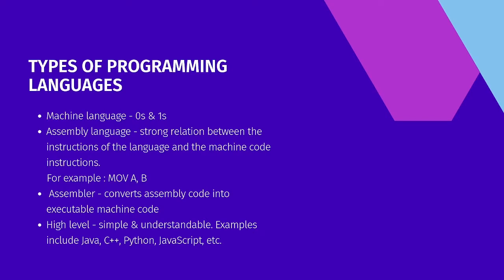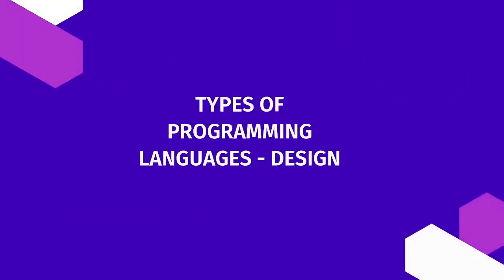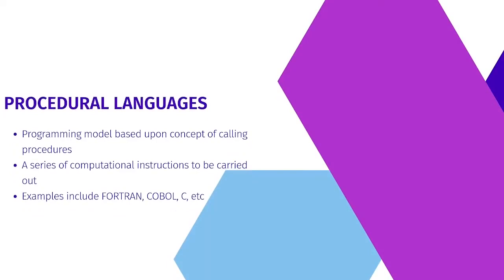Now let's talk about the types of programming languages based on the way in which they are designed. So first we have procedural languages. It is the programming model based upon the concept of calling procedures. Procedures, also known as routines or functions, simply consist of a series of computational instructions to be carried out. During a program's execution, any given procedure might be called at any given point. Some examples include Fortran, COBOL, C, etc.